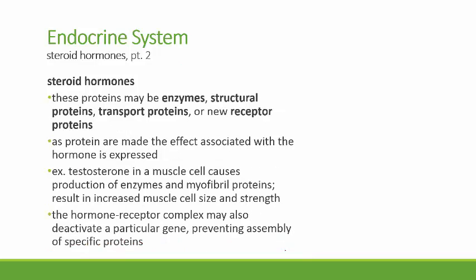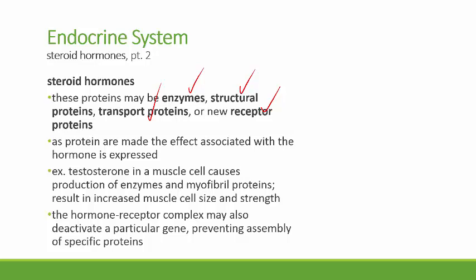The proteins that we produce could be enzymes. They may be structural proteins. They might be transport proteins that will be put into the cell membrane, and they could be new receptor proteins, making the cell more receptive to some other hormone or to the hormone that made the receptor protein. So as the protein is made, then we see the effect that's associated with the hormone expressed in the cell.